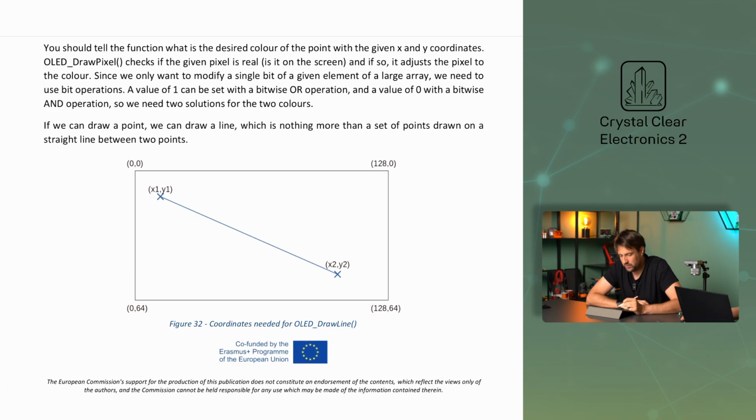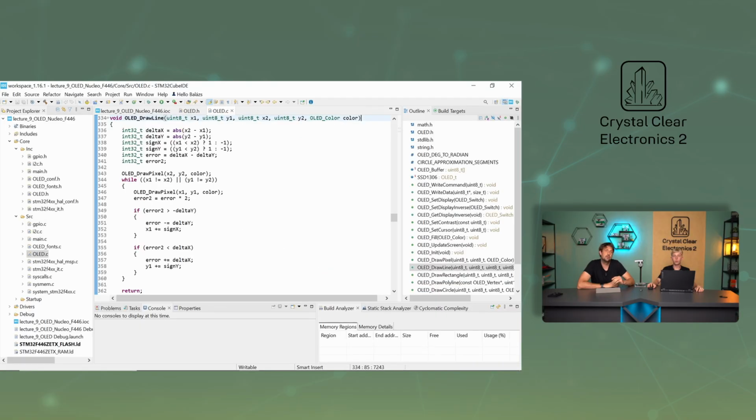If we can draw a point, we can draw a line, which is nothing more than a set of points drawn on a straight line between two points. The OLED drawLine function expects two points, two coordinates per point, and of course, the color you want to draw the line with. We won't go into the algorithm for drawing the line, but if you want to learn more about it, you can search for it under the name Bresenham's line algorithm.